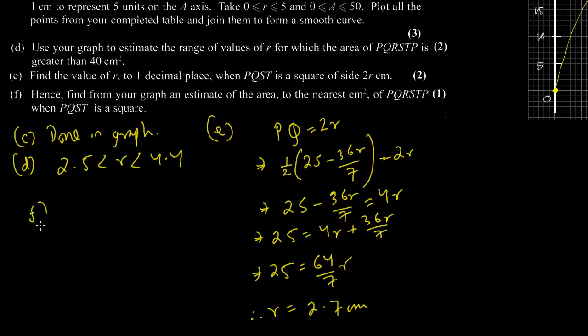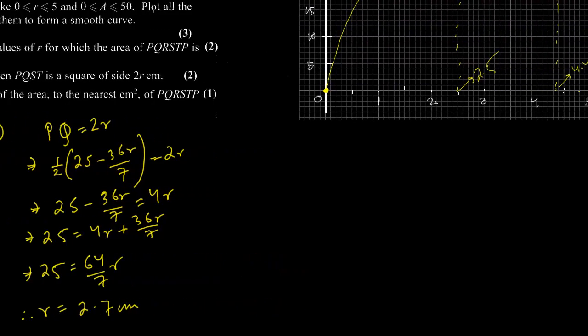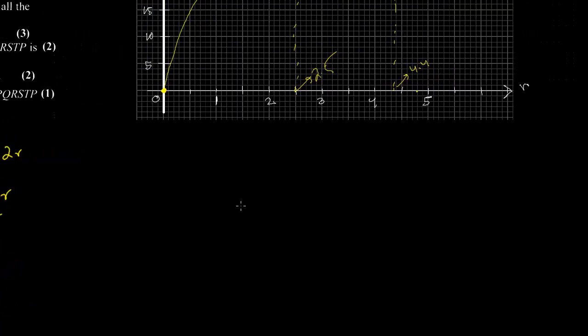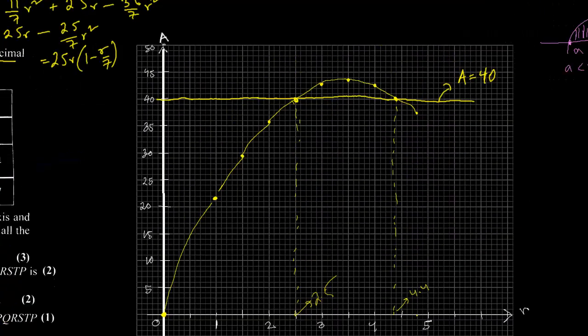So question number F, hence from your graph. Now we have to find the area. We know the value of R, 2.7. So using that, we have to find the area. This one is using the graph because they mention hence using the graph. So 2.5, 2.6, 2.7, if 2.7 is the value of R, then what would be the area?